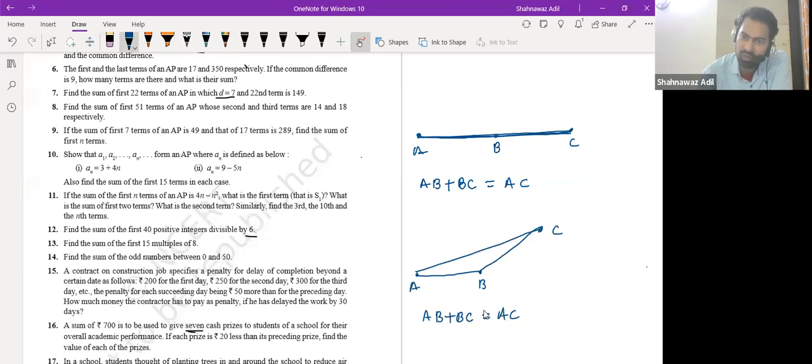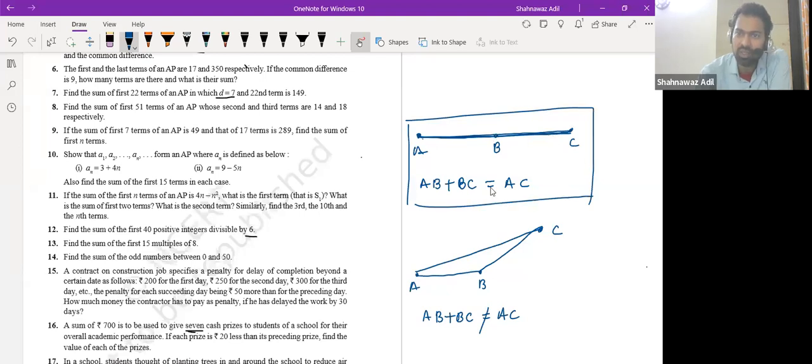No. Right? So this would not be equal. So for collinearity, this is the crucial condition. If we add these two, then this has to be equal to the third, right?